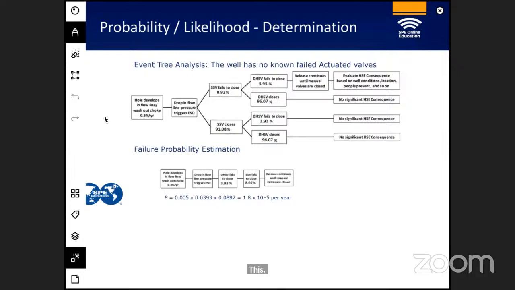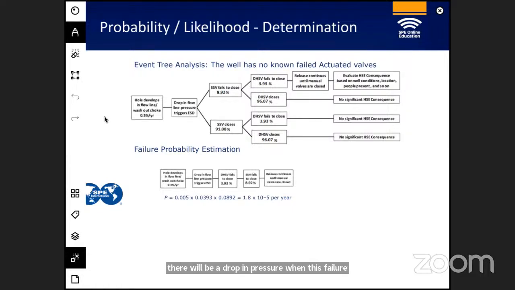This is one example of an event tree for determining the probability. It shows how we calculate the probability of failure for a particular scenario. We have the probability of failure of each of the components, like a hole developing in the flow line, washout, choke. This is 0.5% per year. Then there is a drop in flow line pressure for ESD. What will happen is there will be a drop in pressure when this failure happens.